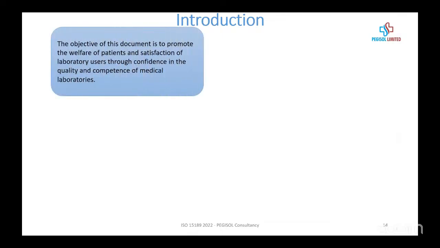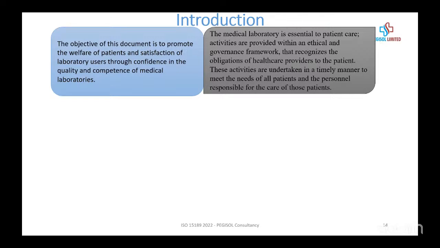So let's continue quickly. By way of introduction, the objective of this document is to promote the welfare of patients and satisfaction of the laboratory user through confidence in the quality and competency of the medical laboratory. That's the objective of this document, ISO 15189:2022. Now, the medical laboratory is essential to patient care. All its activities, from the pre-analytical to the post-analytical, should be provided within an ethical and governance framework that recognizes the obligation, the responsibility of the healthcare provider to the patient.